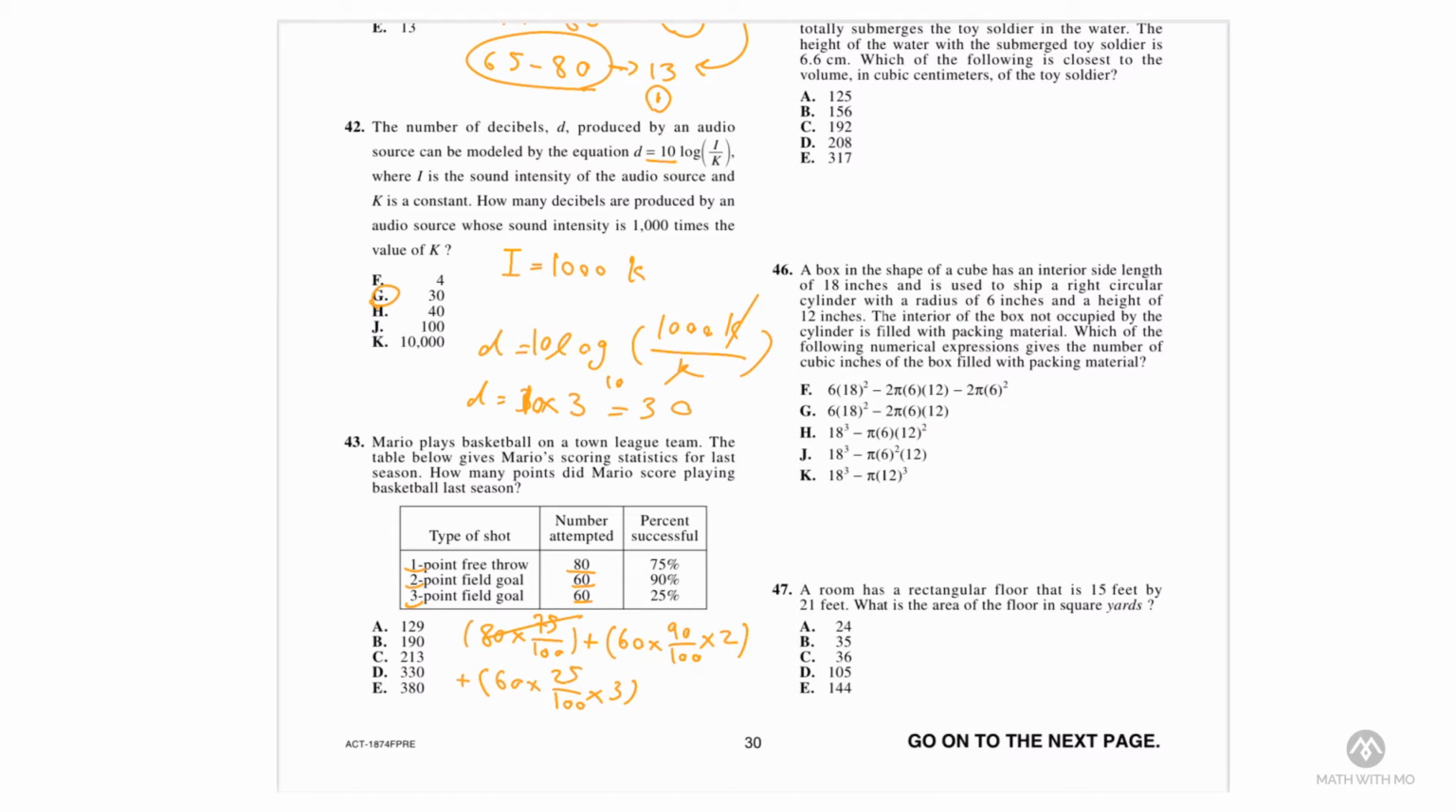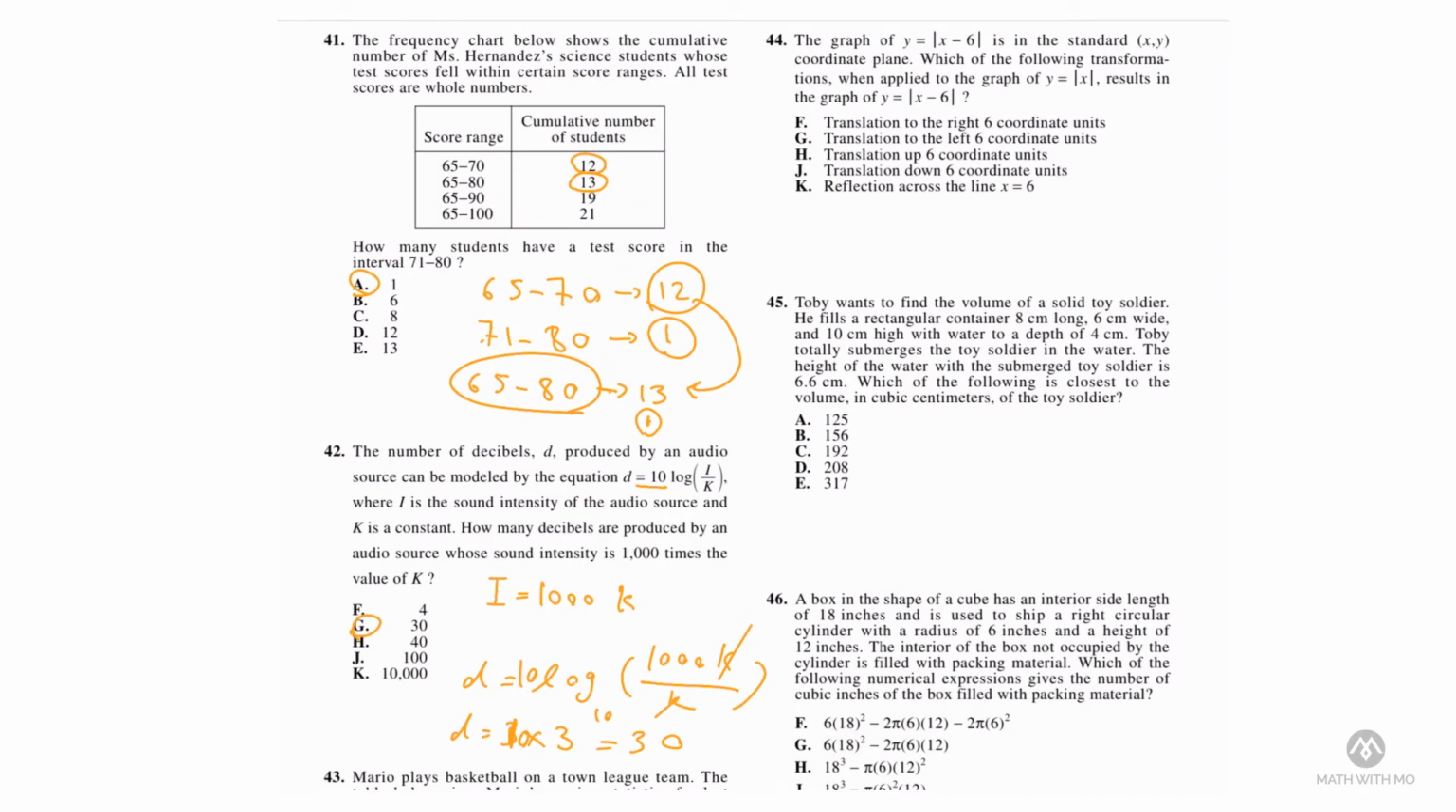Multiplying these, the first is going to be 60. This one, 60 times 90 times 2 divided by 100, becomes 108. And 60 times 25 times 3 divided by 100 will be 45. So 45 plus 108 plus 60, the answer is going to be 230.